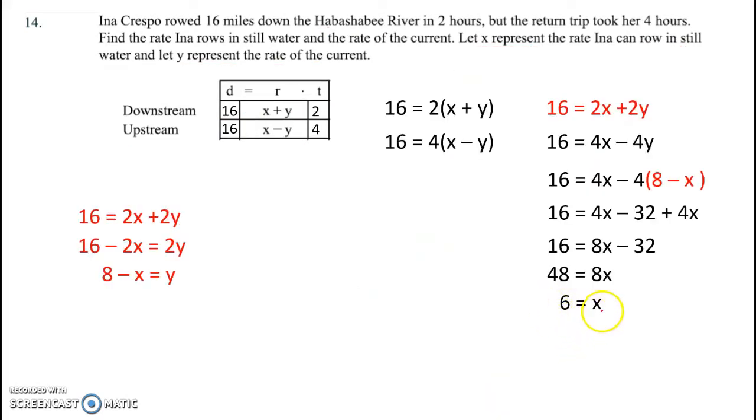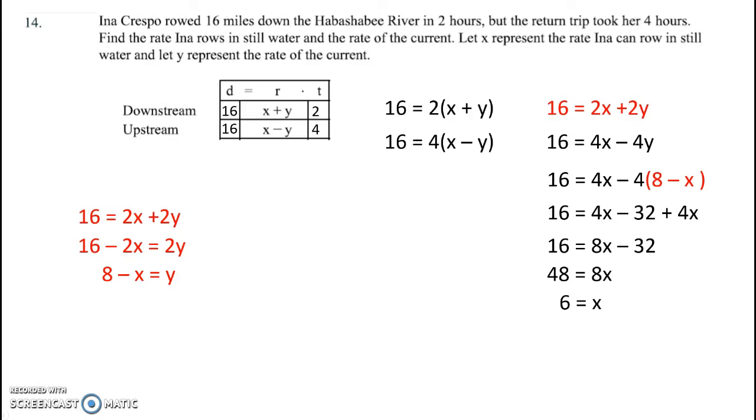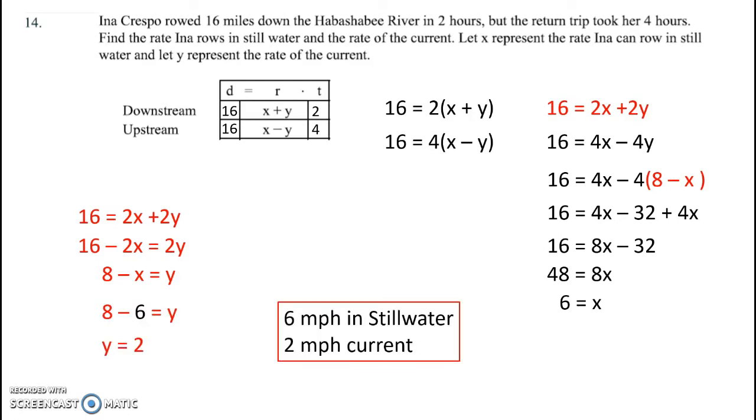All right, now that we know that x equals 6, we're going to plug that back into this equation here, where I had solved for y. We'll put 6 in right there. 8 subtract 6, we get y equals 2. So Ina's rowing rate in still water is 6 miles per hour, and the rate of the current is 2 miles per hour. All right?